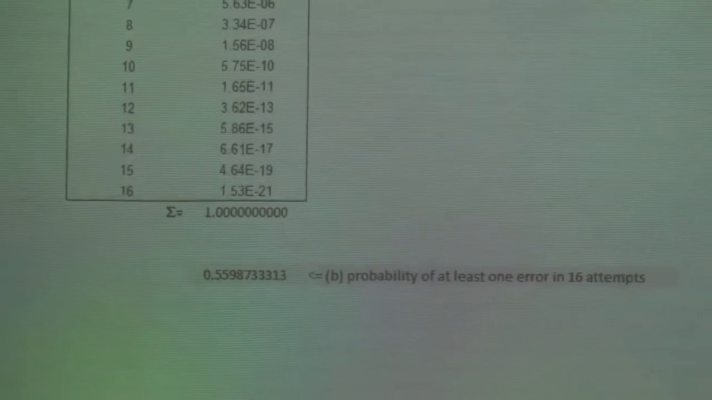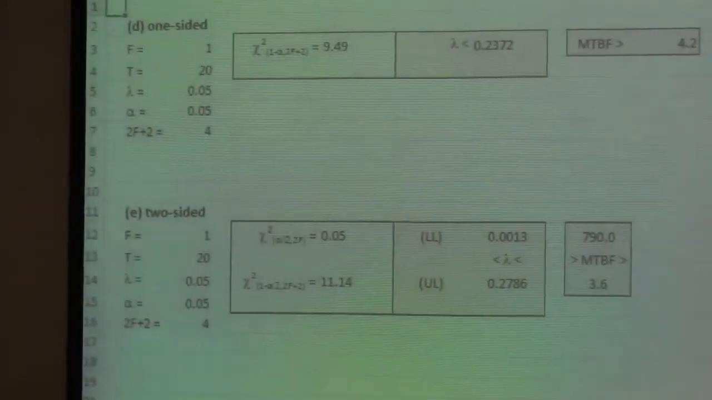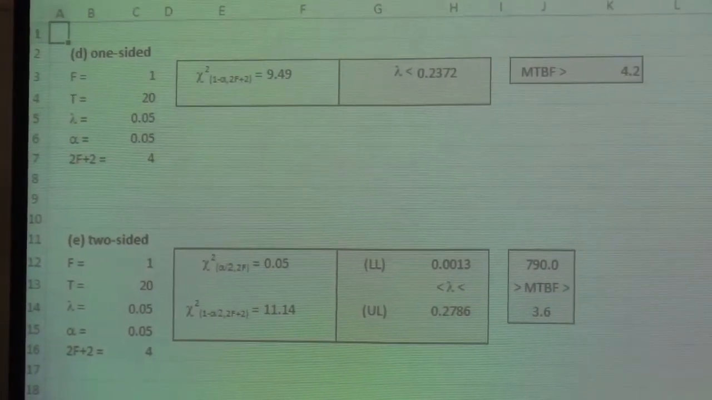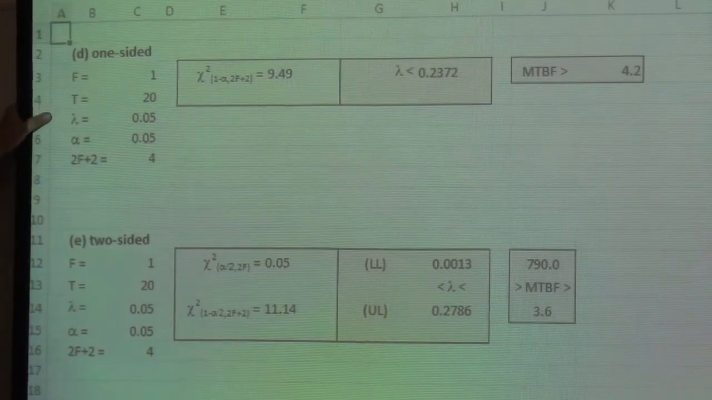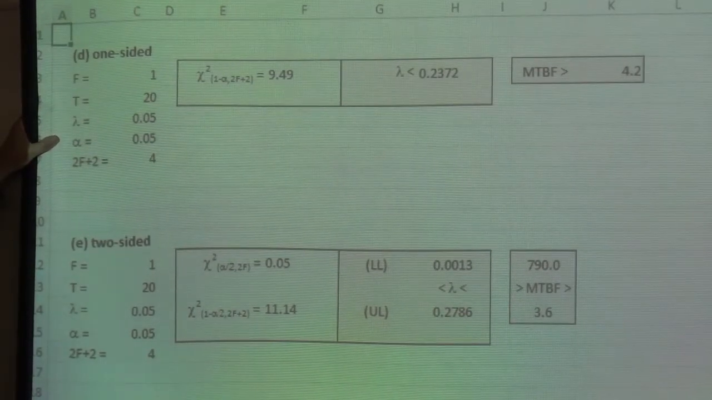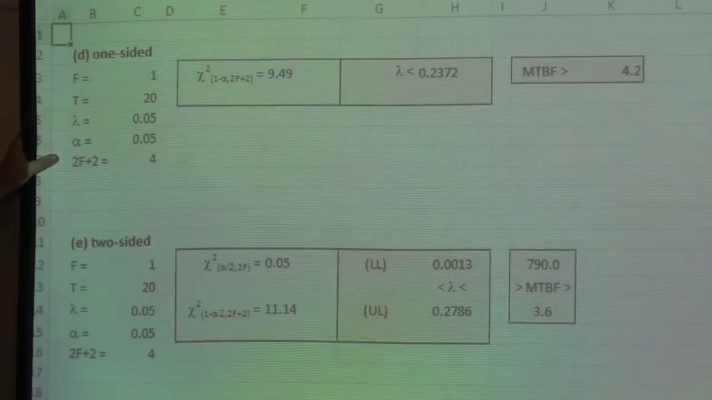Again, that's a thousand. The chi-square confidence intervals on lambda look like this. Remember, F is 1 in 20 because 1 error in 20 attempts, and then alpha, as always unless otherwise specified, is 0.05. Probably won't specify anything other than 0.05, so you can stick with that. And that's our 2F plus 2. That means that the mean attempts between failures is 4.2. Makes sense, 1 in 20.